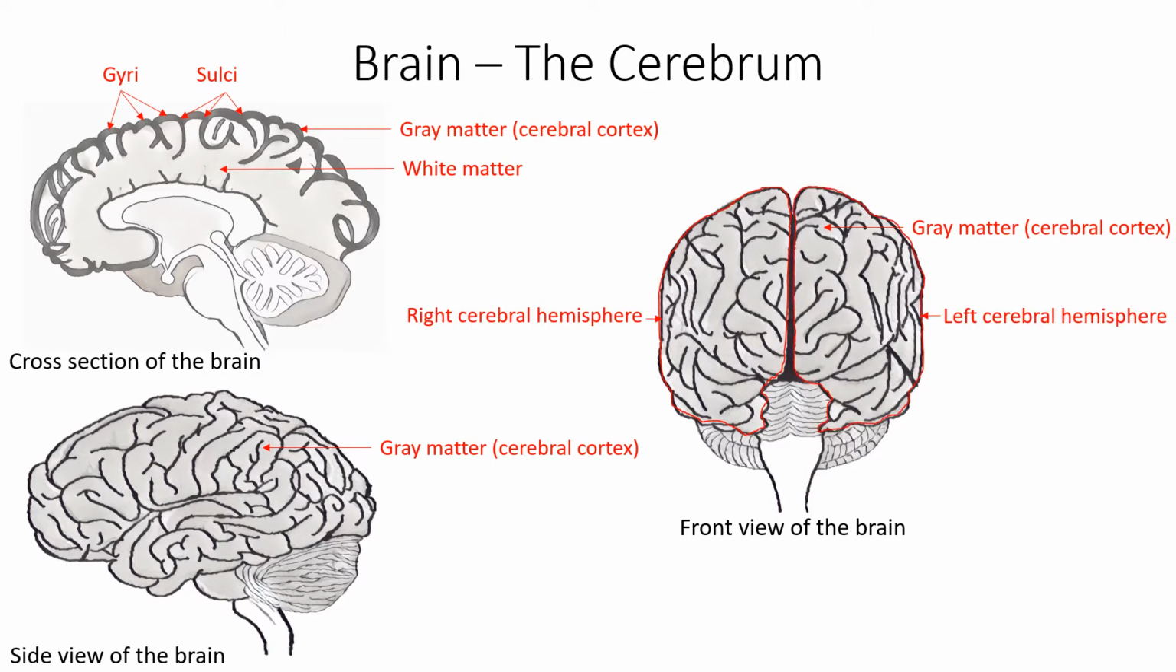And the separation between two sides is called longitudinal fissure. The two halves communicate through a structure inside of the cerebrum called corpus callosum. Neurological functions such as memory, emotion, and consciousness are the result of cerebral function.